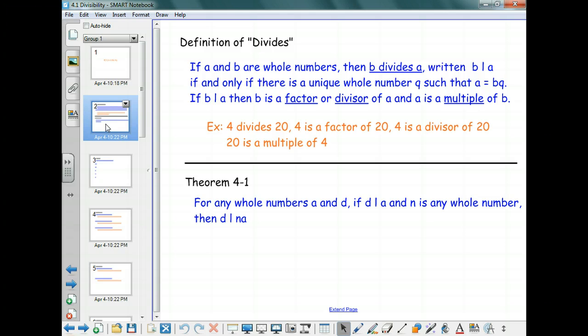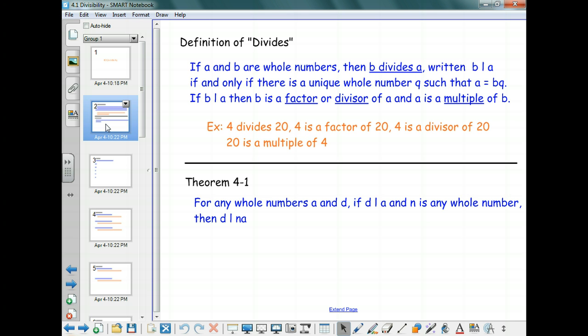So this vertical bar means divides. That's really important because it's a really funny notation compared to our fraction notation. B divides A if and only if there's a unique whole number Q such that A is B times Q. If B divides A, B is a factor of A or a divisor of A, and A is a multiple of B. So let me use numbers so you can talk about what this looks like.